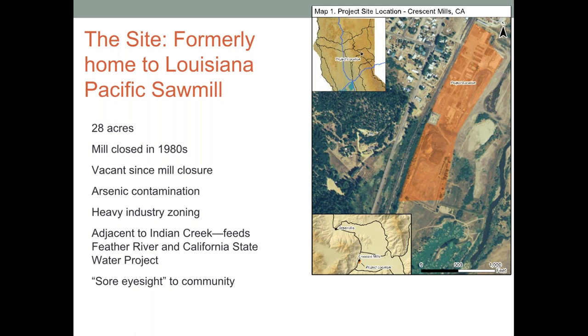The site lies next to Indian Creek, which feeds the Feather River, as I said, a very important river for California. The community sees the site as a sore eye site, and given its heavy industry zoning, redevelopment of this into a wood products business campus is kind of an ideal way to go about it.